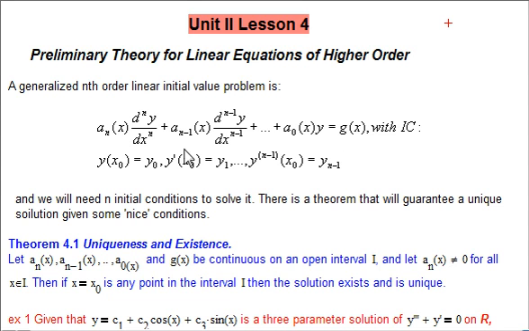But with initial conditions, now we're going to have as many initial conditions as we do derivatives. So we need an initial condition, a value for y, a value for y prime at x sub 0, and a value for the n minus first derivative at x sub 0. So we'll have to have n initial conditions to solve an nth order equation. If you think about it, if you integrate something n times, you're going to get n constants of integration. So therefore you will need n initial conditions to solve for those constants.